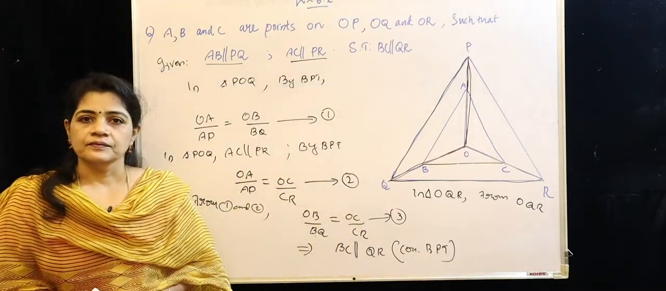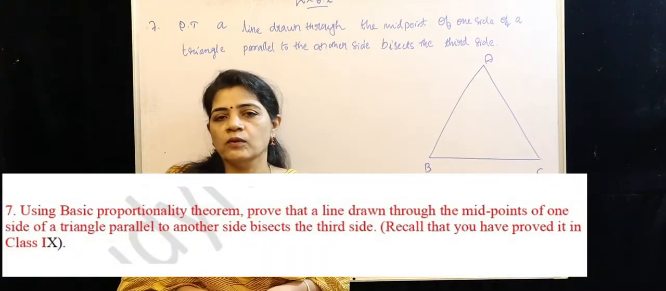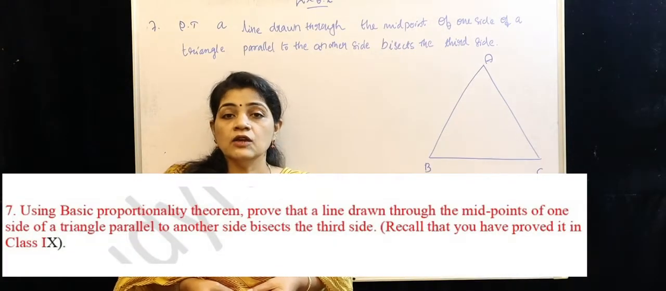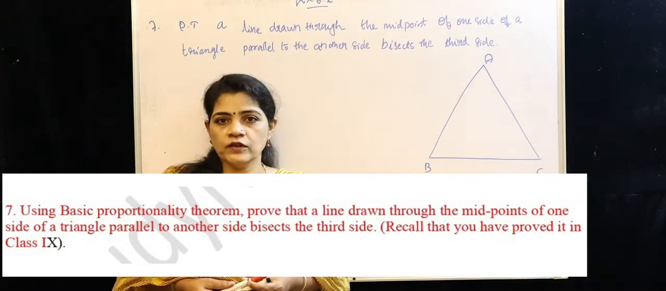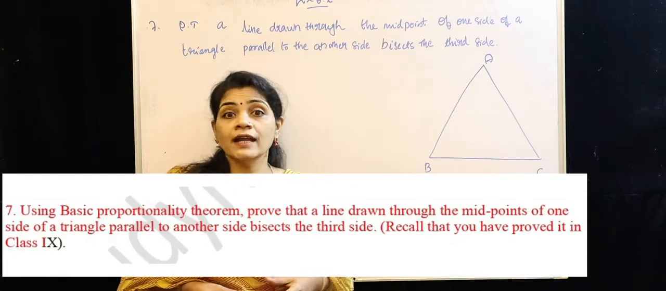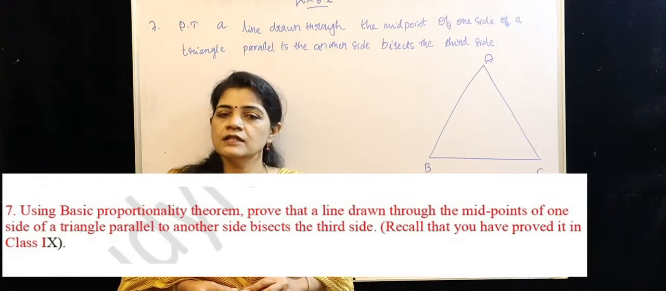Idea is clear? This is all about the 6th question. Now the 7th problem. Prove that if a line is drawn through the midpoint of one side of a triangle parallel to another side, it bisects the third side. That is what we have to prove.